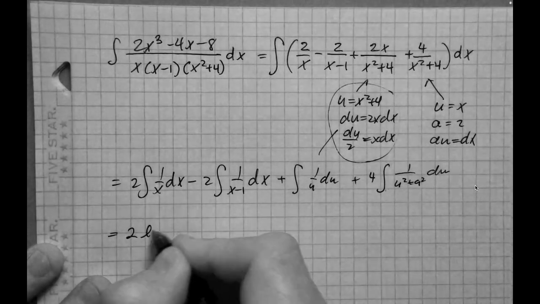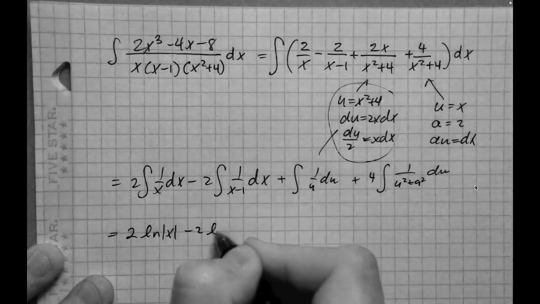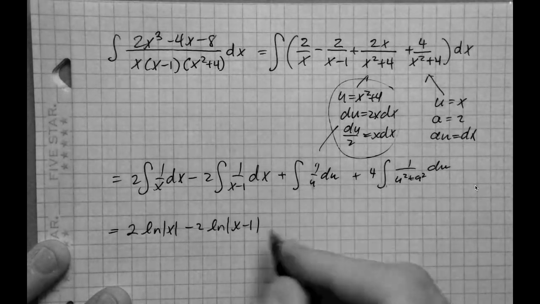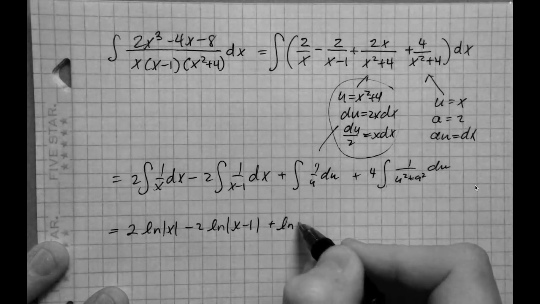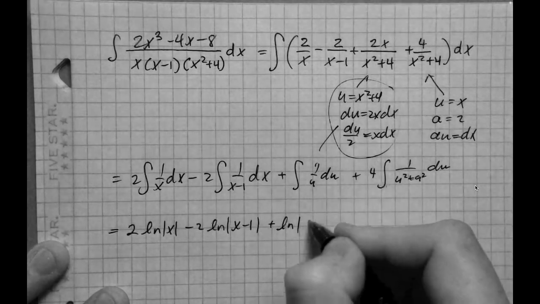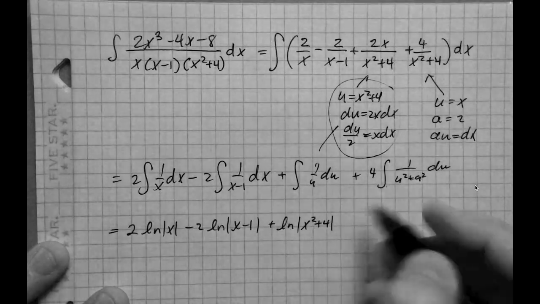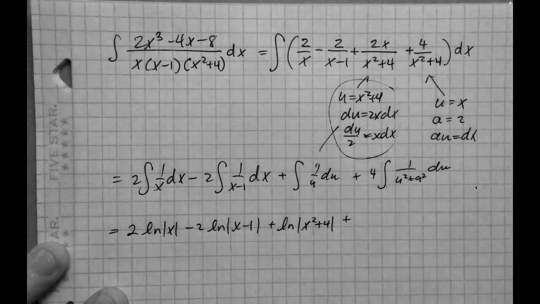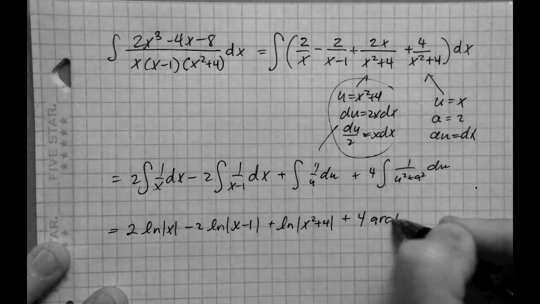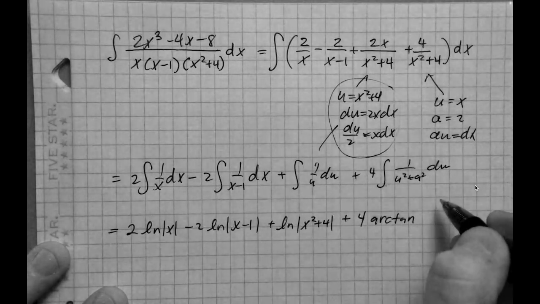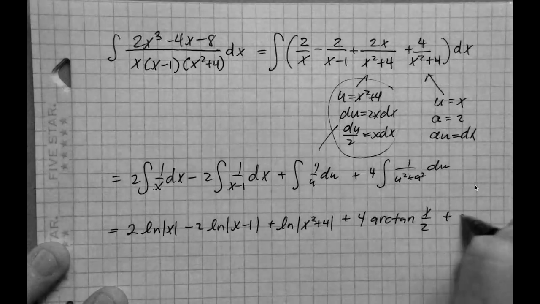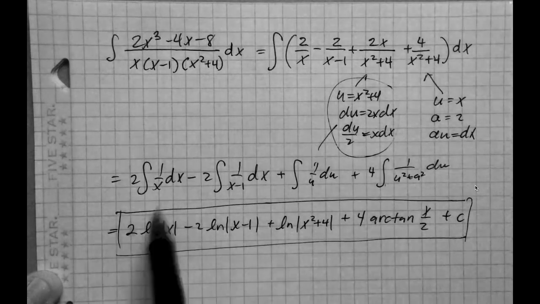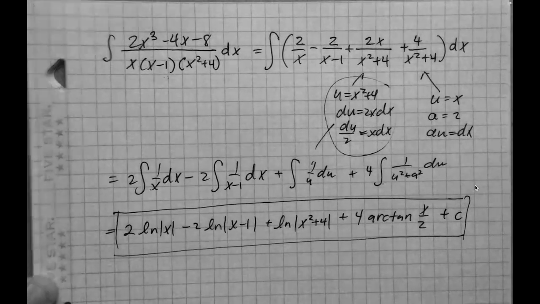And so what do we get? 2 times the natural log of x minus 2 times the natural log of x minus 1. And then this is 1 over u, so that's plus the natural log of u, which in this case is x squared plus 4. And then this is 1 over u squared plus a squared, and so that's the arctangent. So it'll be plus 4 times the arctangent of u over a, so x over 2, plus c. Excellent. So that is what this integral amounts to.